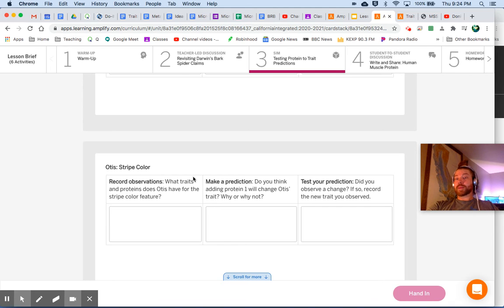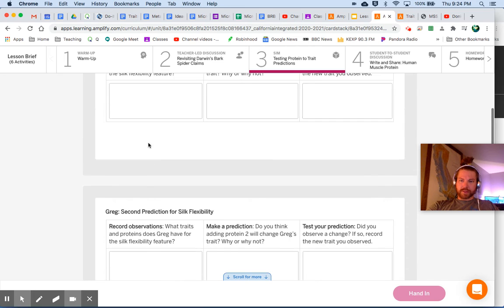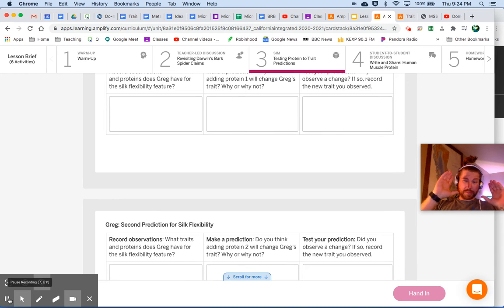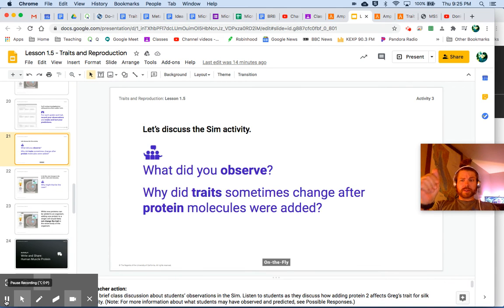Here are some key things to review now that you've completed the whole table. What did you observe? Why did some traits change after protein molecules were added? Sometimes they changed, sometimes they didn't. And in the sim, most changes to the spider's traits were temporary. Why was it only a temporary change? Why was this not a permanent change to the spider if we threw some proteins in there?